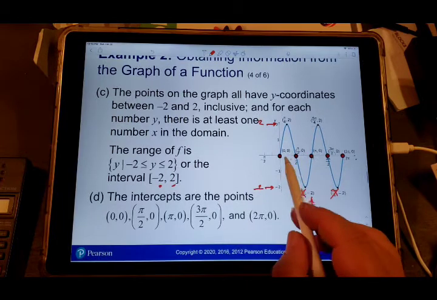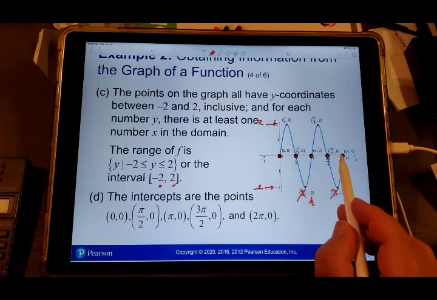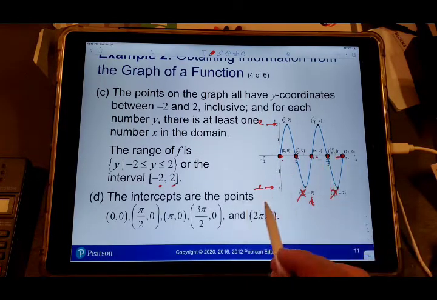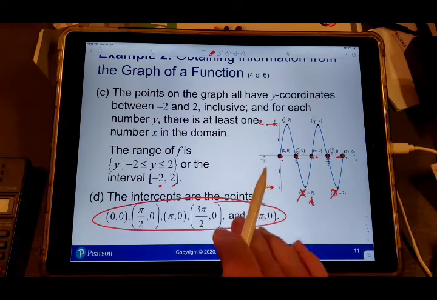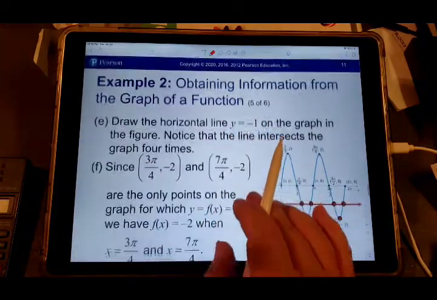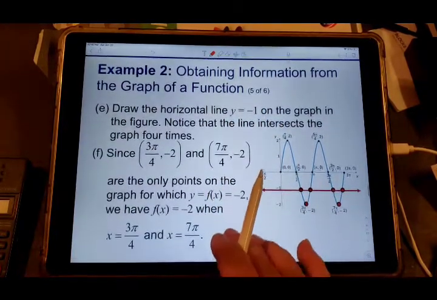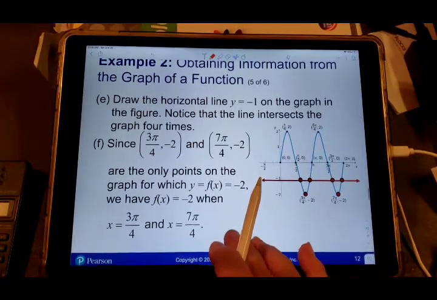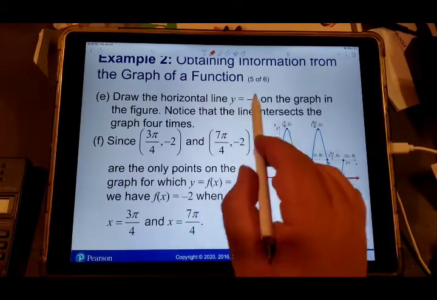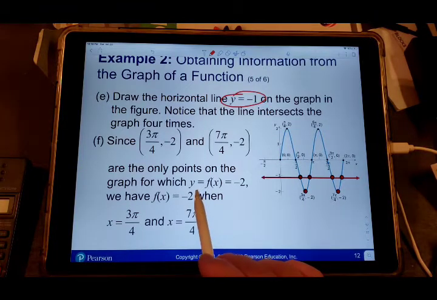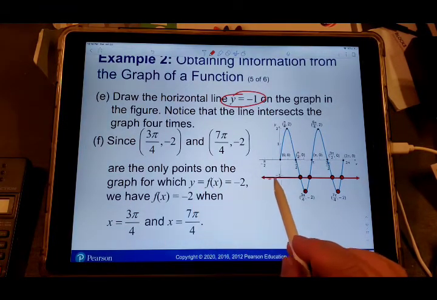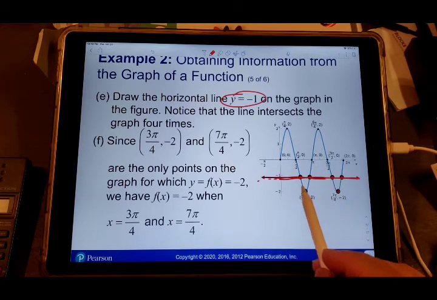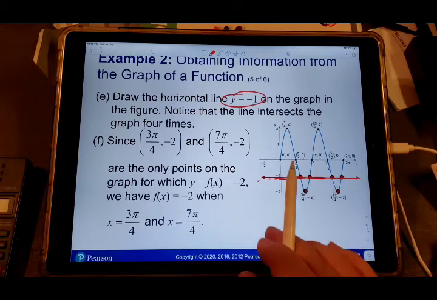The intercepts, they have those all marked in red here and listed here as ordered pairs. It says draw the horizontal line y equals -1 on the graph, and notice how many times it crosses or intersects the graph. It intersects it 4 times. That's all there was to that question.